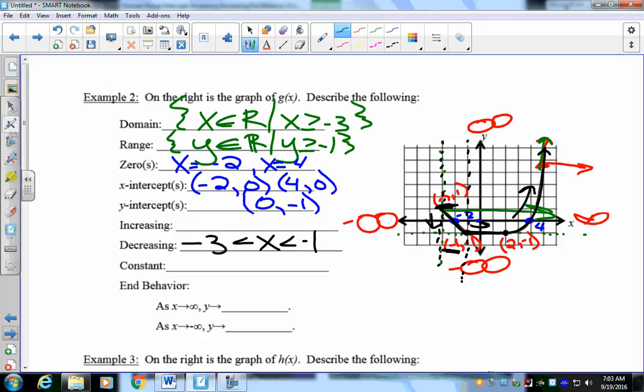Notice I don't use inequality equal signs because at -3, it's on that point. It's decreasing between the two values. Okay, constant between -1 and 2. Notice I'm using x's because I am talking about my x values. And then it's increasing from 2 to, oh, hey, arrow, so positive infinity.